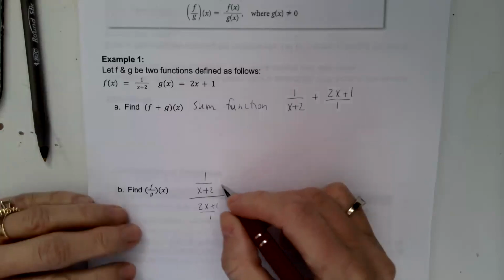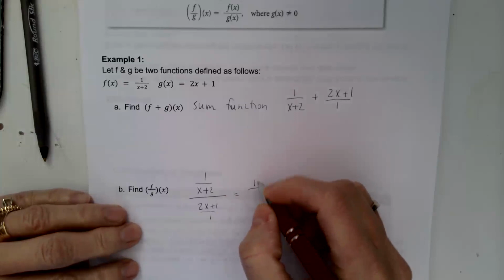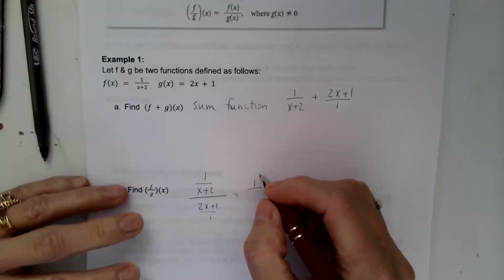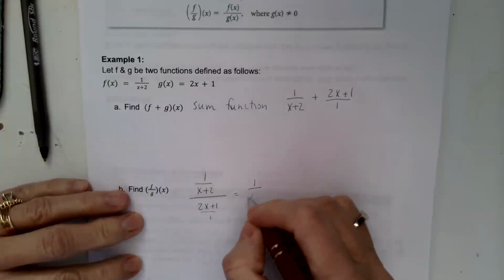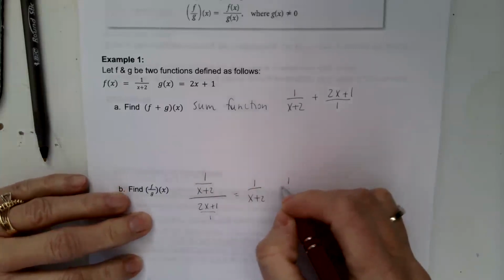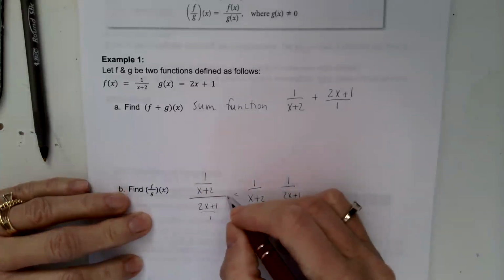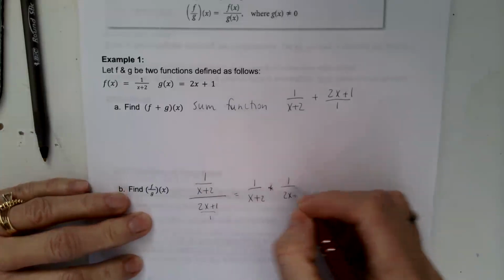And when we divide fractions, we can use the KFC method, which is keep it. So we're going to keep the first fraction as is. We're going to flip the second fraction. And then we're going to change the division here to a multiplication.